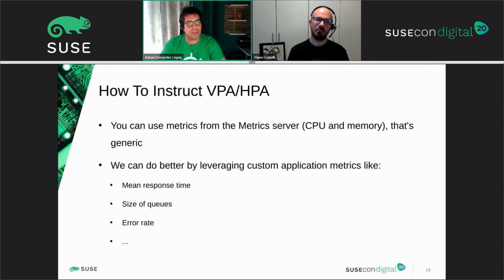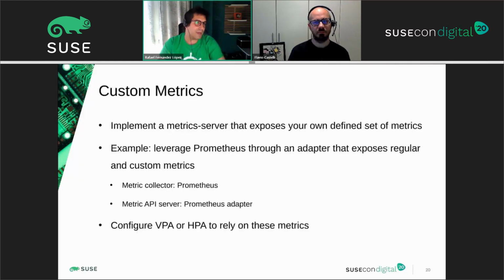And then, how to instruct both. You can use metrics from the metrics server. This will get the CPU and memory usage from the different kubelets in your system. But this is not realistic in the sense that not everything is CPU and memory usage, right? There are really interesting custom metrics that are application specific, like for example mean response time, size of queue on our queue system, the error rate of our services, things like this. So for this, you can have another custom metric server that basically implements a basic one. This is for the custom part of metrics.